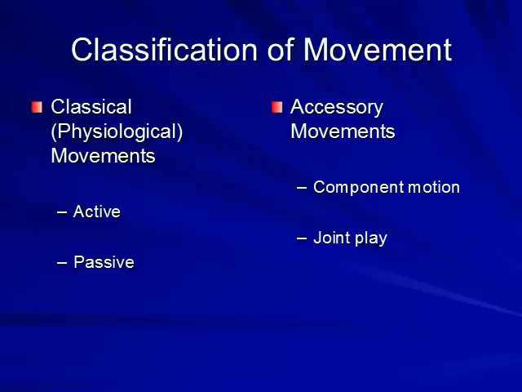So when we talk about motions, we're going to break them up into major categories. The first major category is going to be classical motions, and we'll often refer to those as physiological motions or movements, means the same thing. And then the other category is accessory motions or accessory movements, or you could argue non-physiological, but we usually don't use that terminology. Now, the classical motions can be both active or passive, and within the accessory motions, we're going to call these component motions or joint plays.